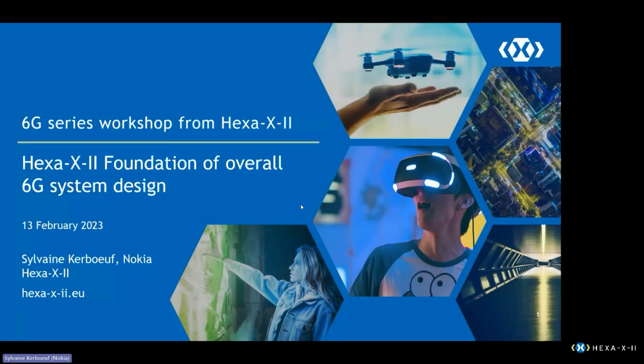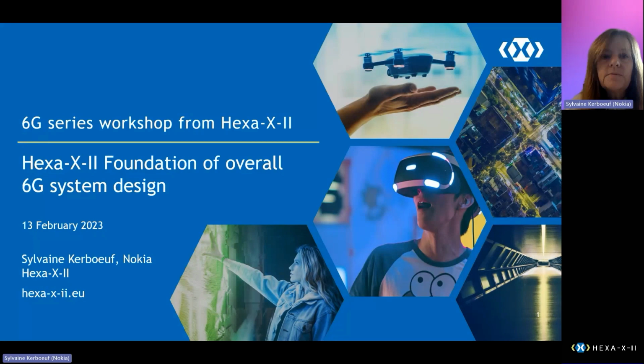What I would like to provide in this talk is to explain the design process conducted in the Hexa-X-II project for establishing a holistic perspective on this 6G end-to-end system, with the goal to target the 6G key performance indicators, but also the key value objectives that are highlighted in Hexa-X-II, that are environmental, social, and economic sustainability.